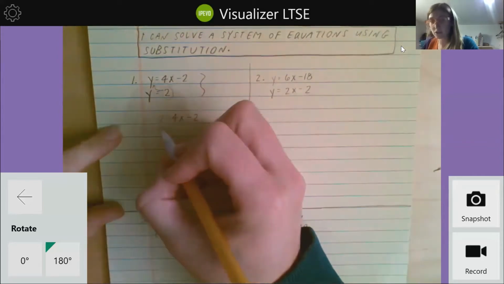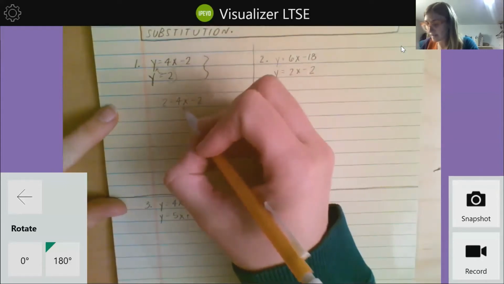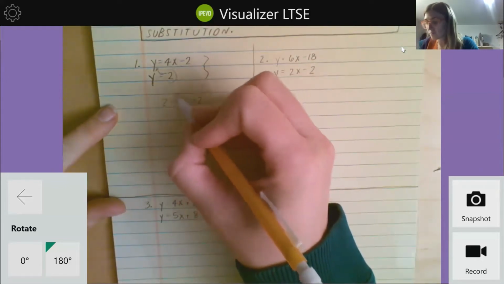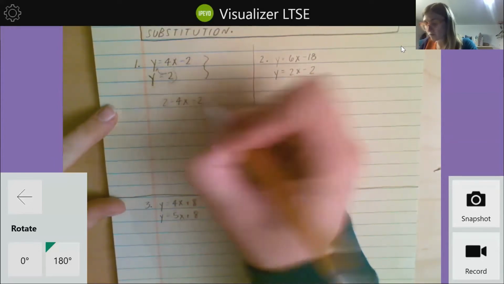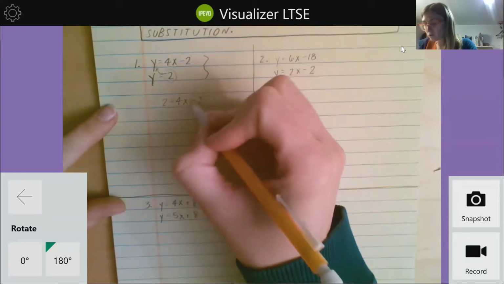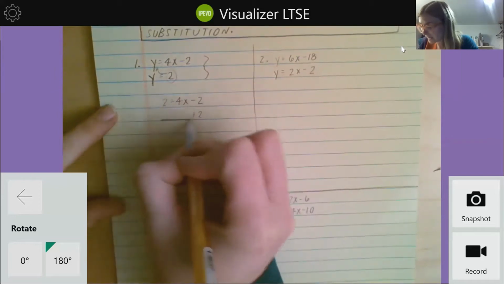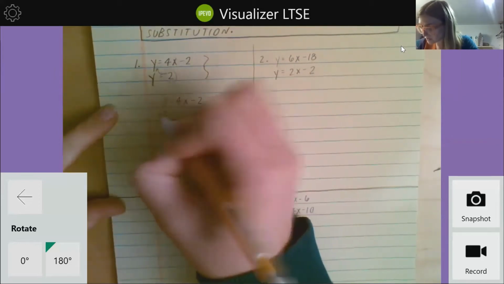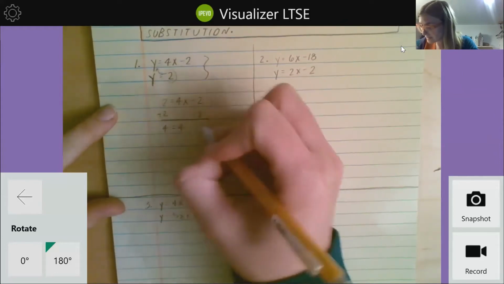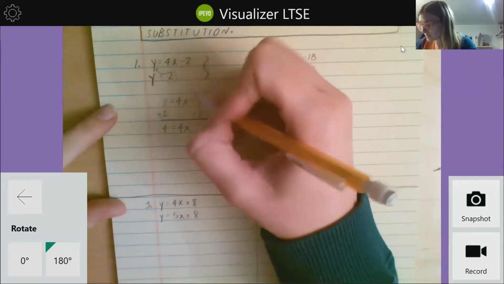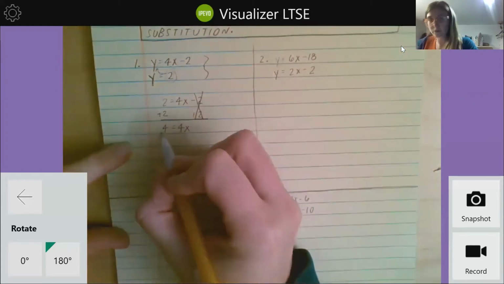Now I want to just solve for that x. I want to get that x all by itself. I want to get that term first by itself. So I have 4x minus 2. In order to get rid of this negative 2, I have to add 2. And what I do to one side, I have to do to the other side, plus 2. So over here, I get 4 equals 4x, and then this negative 2 and positive 2 cancel out. Now I have 4x equal to 4.